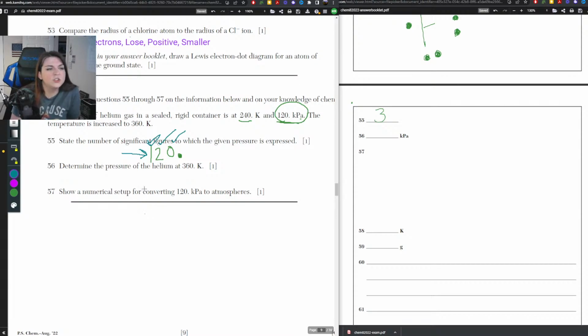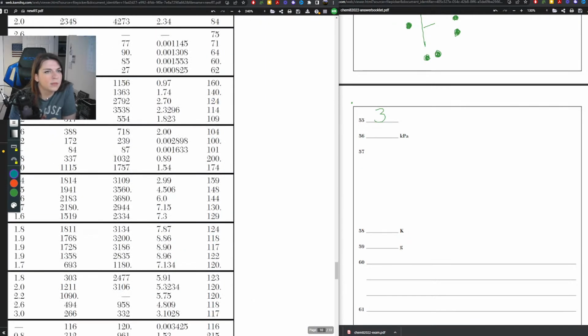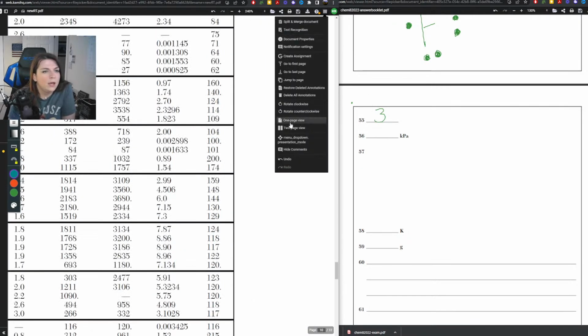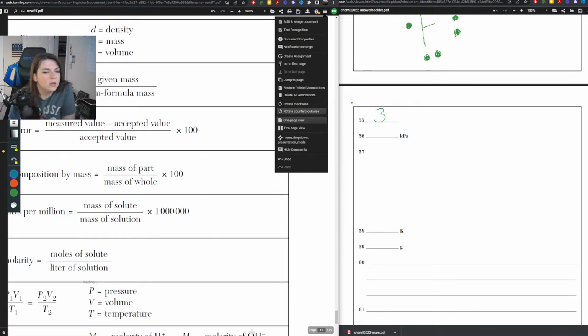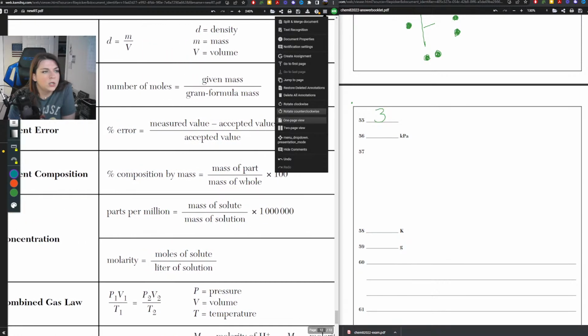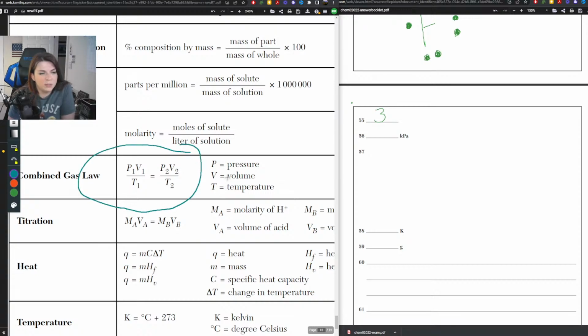Okay, 56 says determine the pressure of helium at 360. So this is a combined gas law question, but it's not quite a combined gas law question. So if we go look at the reference table, the combined gas law, I gotta rotate back. The combined gas law, where are you? Right here. Has pressure, volume, and temperature.